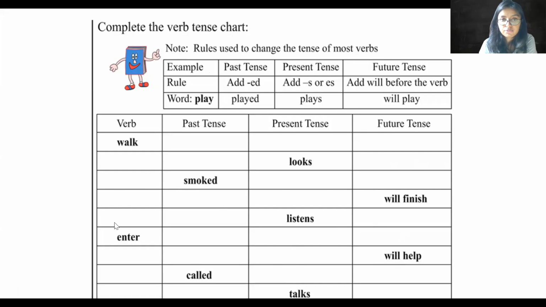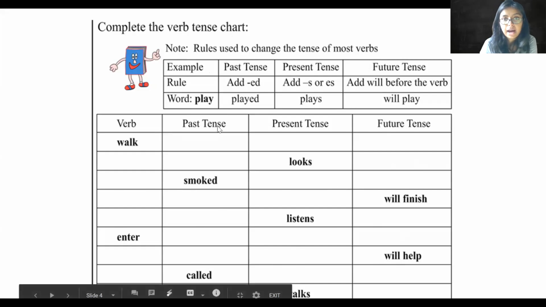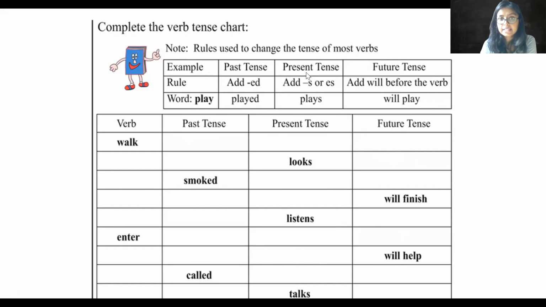The first column is verb. The second column is past tense में वो verb कैसा रहेगा, present tense में वो verb कैसा रहेगा, and future tense में वो verb कैसा रहेगा. We already know the rules. Past tense के लिए we will add ed. Present tense के लिए we will add s or es. Future tense के लिए we will just add the word will before the verb.